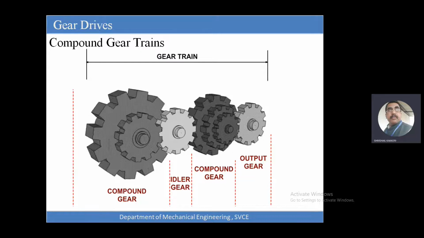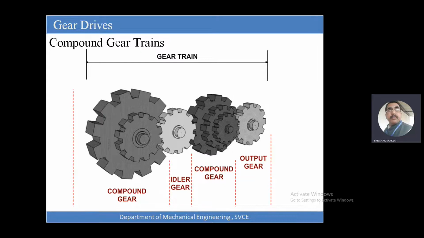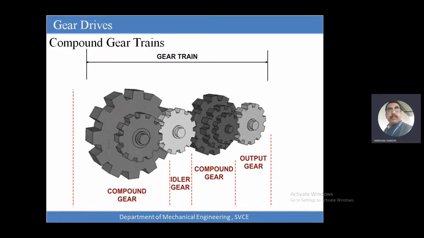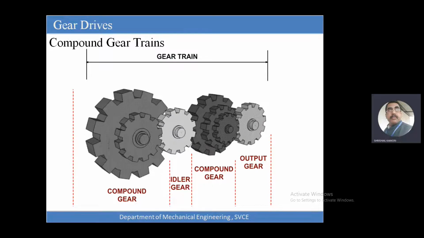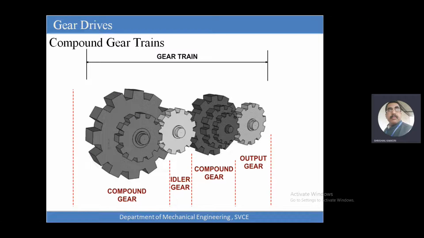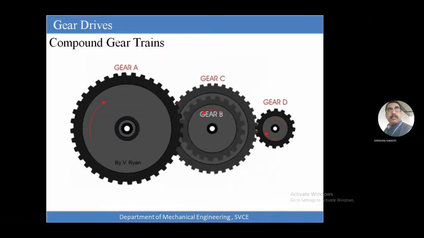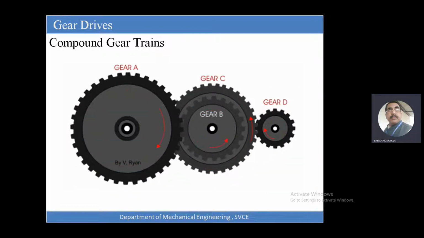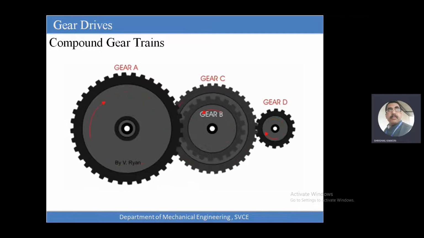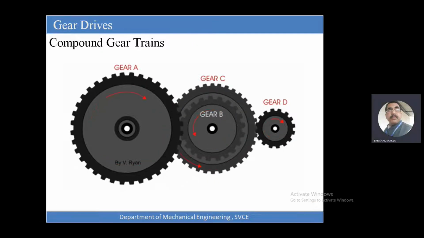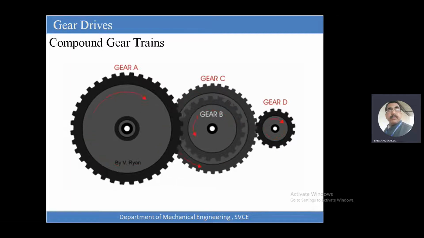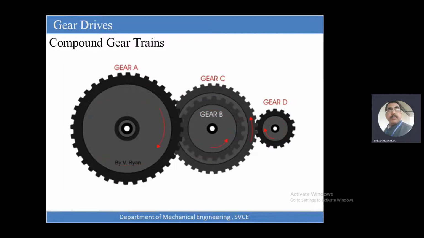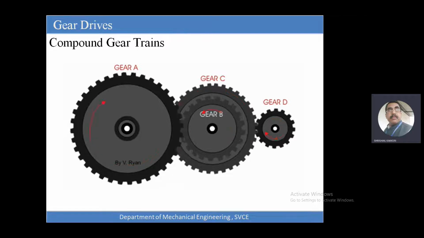Now let me look into the other one, a compound gear train system. I'll try to show you how this is. Let me take the same figure and explain it. It will become very easy for us. Now here, look, whether it is a compound gear train or a simple gear train. Definitely compound gear train, because gear B and gear C are fixed on the same shaft, so it will be a compound gear train system.